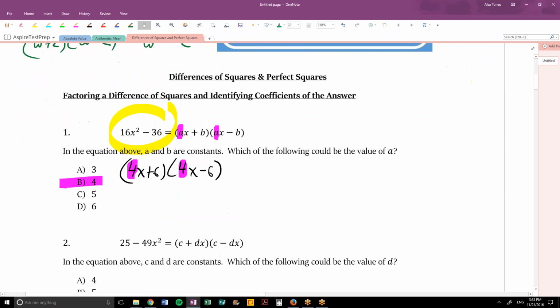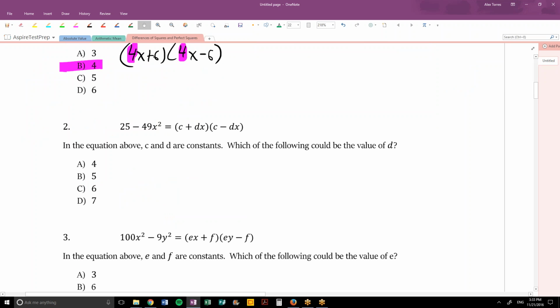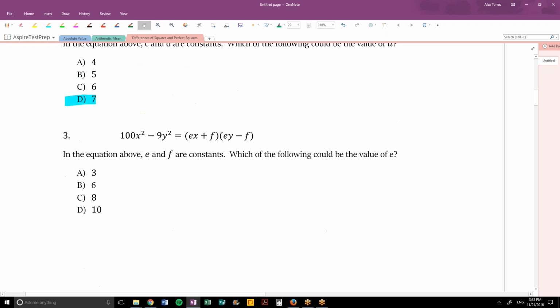Looking at number 2 now, we have 25 minus 49x squared. Notice that we have a perfect square here and a perfect square here with a minus sign in between, and this is going to factor to 5 plus 7x and 5 minus 7x. So the question is asking us what could be the value of d, and the value of d could be 7.